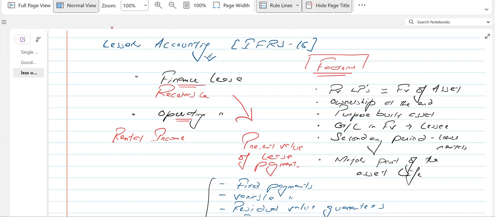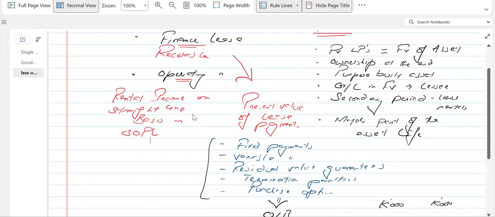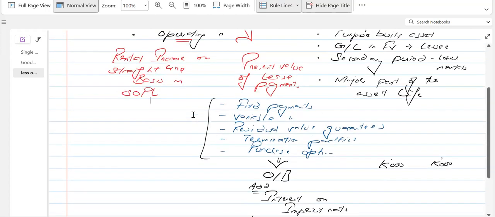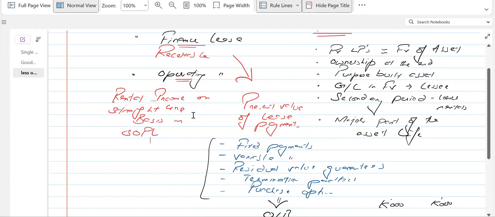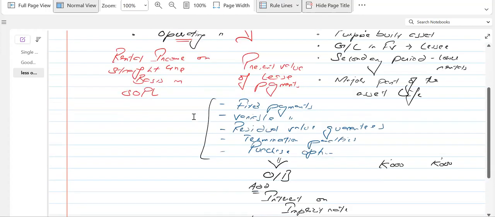Rental income is recorded on a straight line basis in the statement of profit or loss. That simply means that you're going to record the rent based on the number of months. For example, if you enter into a mid-year lease and only 6 months rental is there, you do 6 months by 12.